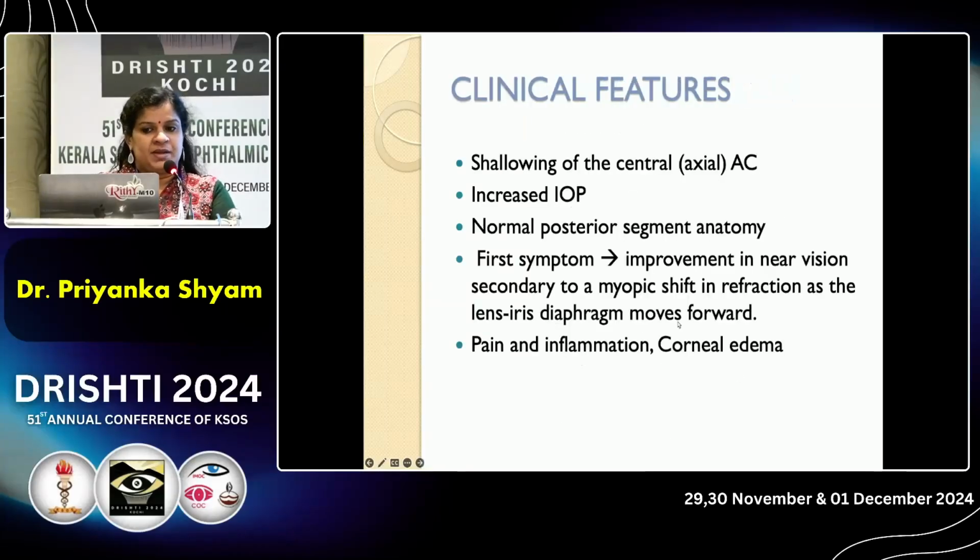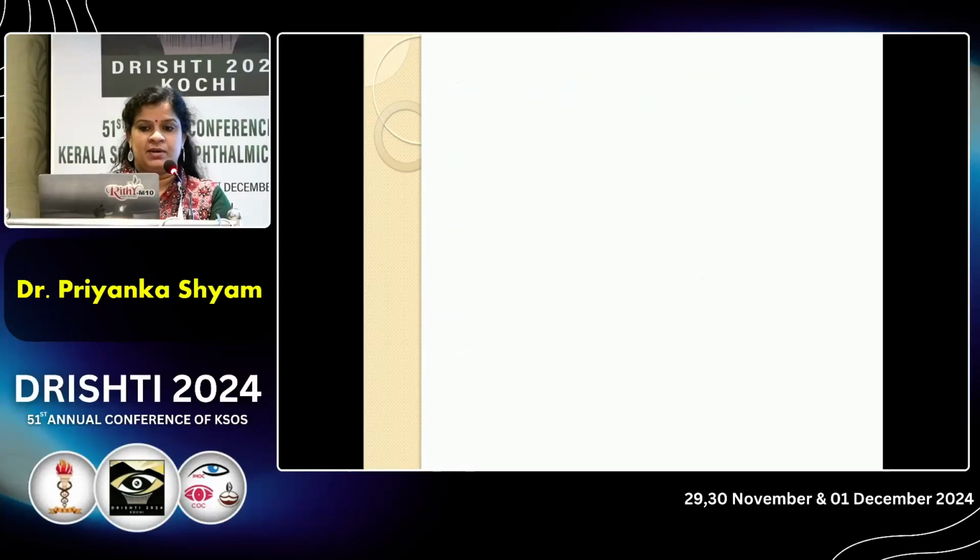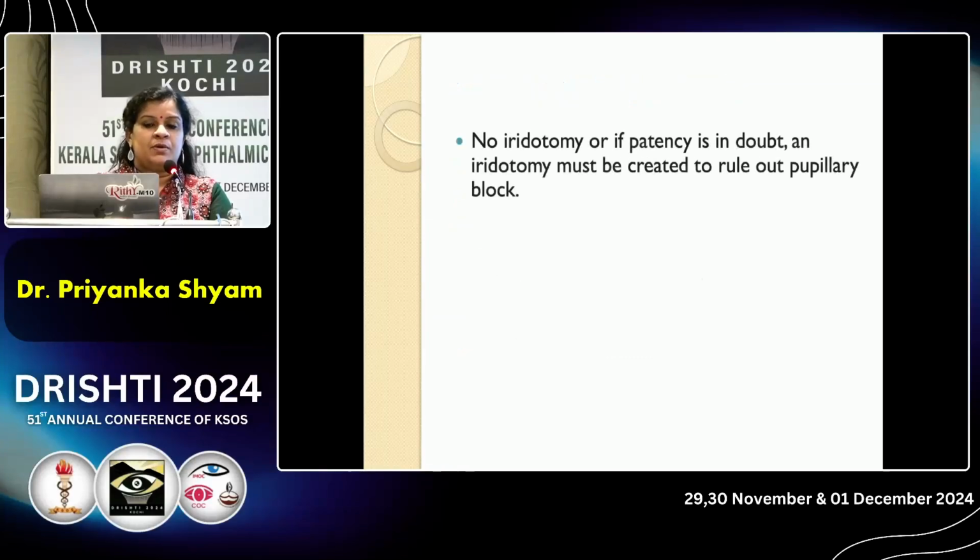Normal posterior segment anatomy, and the first symptom may be improvement in near vision, which is secondary to myopic shift due to the lens iris diaphragm being pushed forwards. The patient also presents with pain and inflammation and corneal edema. The points to notice: if there is no iridotomy or if patency is in doubt, an iridotomy must be created to rule out pupillary block.